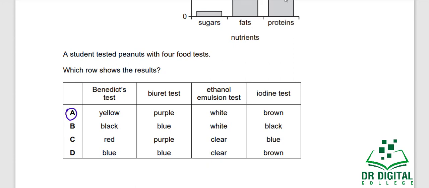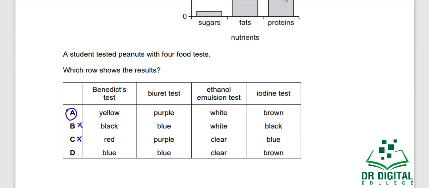Why are B, C and D wrong? Because the Benedict test color can never be black. It should not be black. C is red, that is true, because sugars are present. Biuret is purple, that is true. Ethanol is clear. No, it cannot be clear because a lot of fats are available.